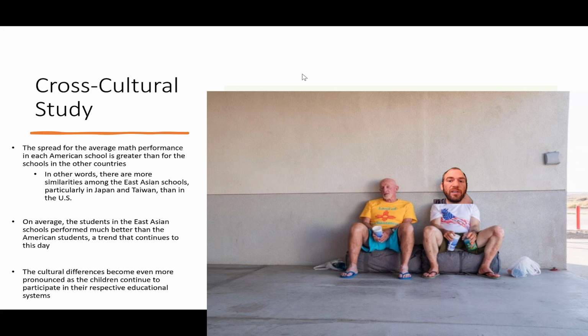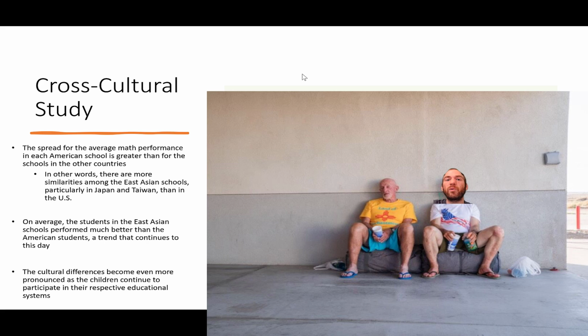What researchers found, in other words, was that there are more similarities among East Asian schools, particularly in Japan and Taiwan, than in the U.S. On average, the students in the East Asian schools perform much better than the American students, I should say, a trend that continues to this day. The cultural differences become even more pronounced as the children continue to participate in their respective educational systems.